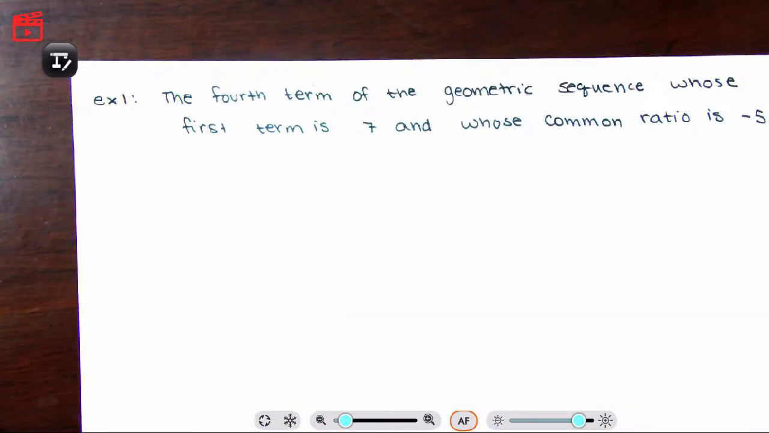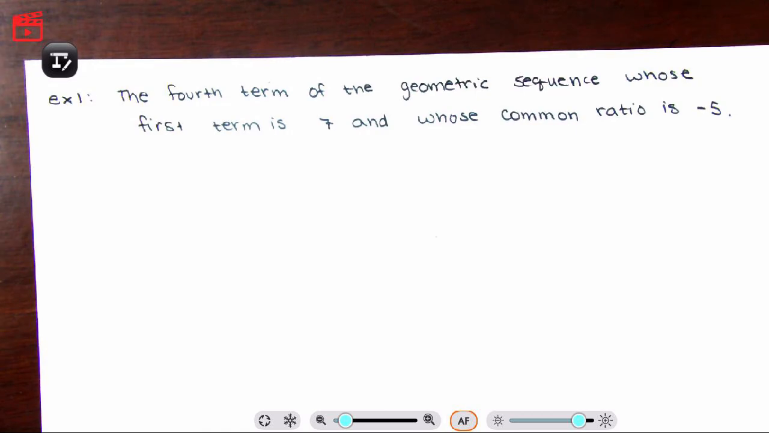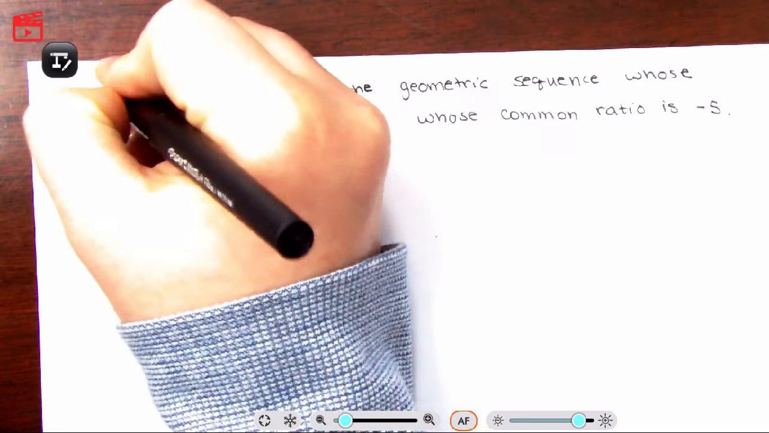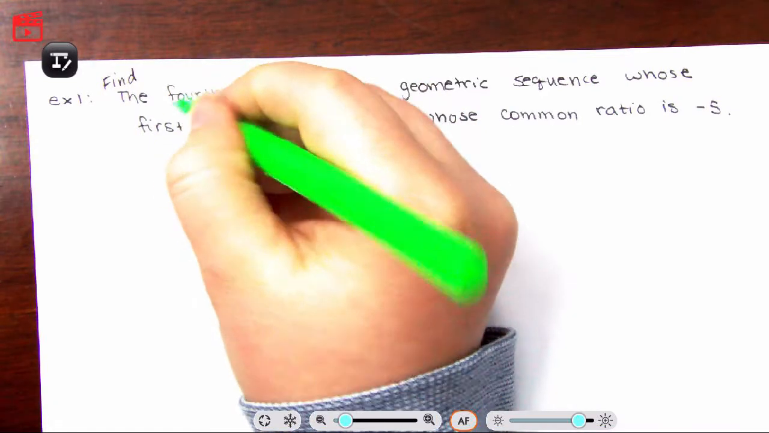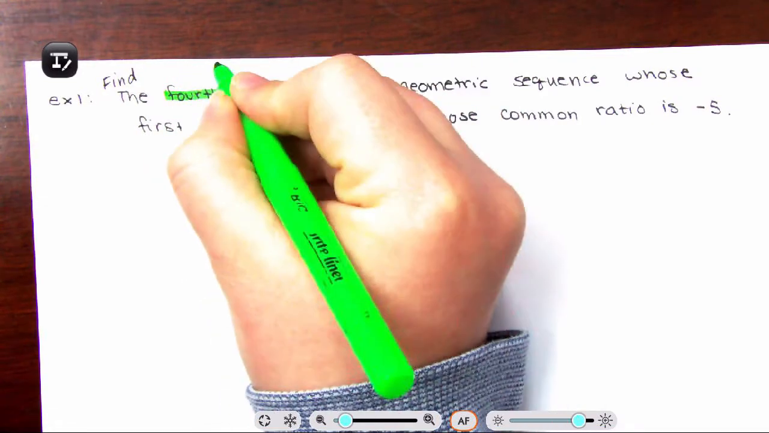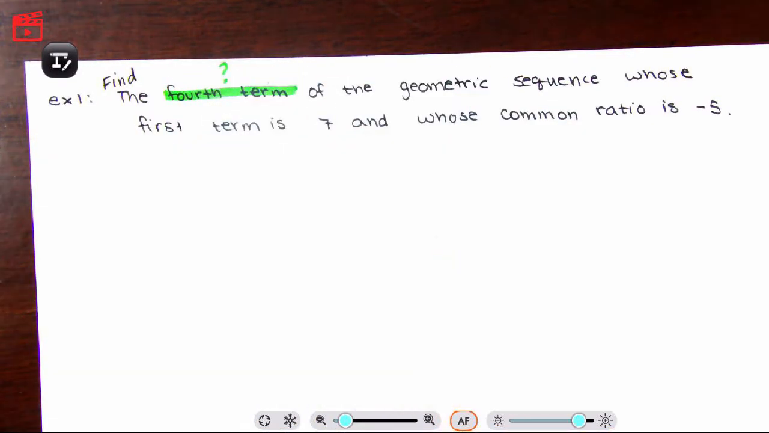We have 3 examples for this one. The 4th term of the geometric sequence, whose first term is 7 and whose common ratio is -5. So this one I didn't write what the actual question or prompt is, but this one is asking you to find the 4th term of the geometric sequence. So we want to know what the 4th term is. This is our unknown of the geometric sequence.